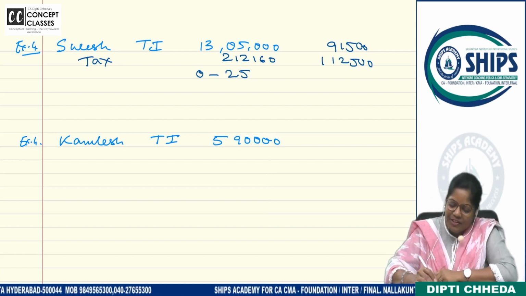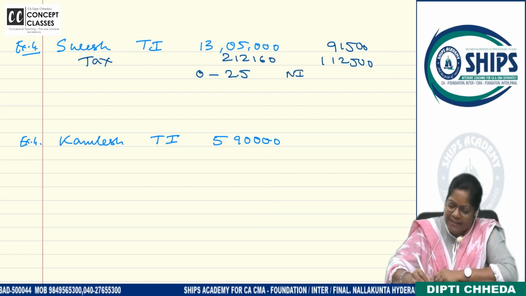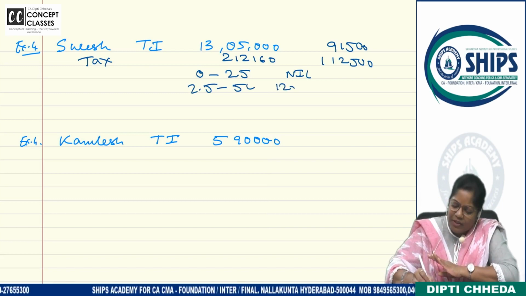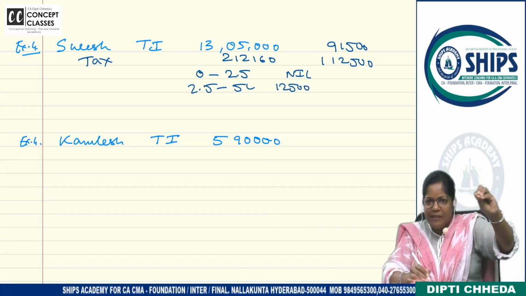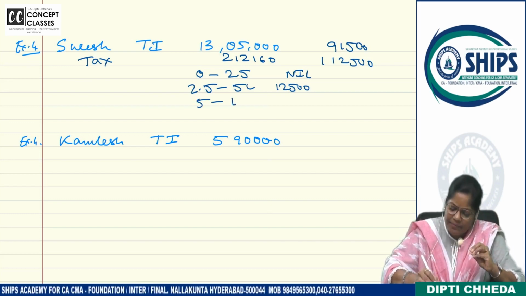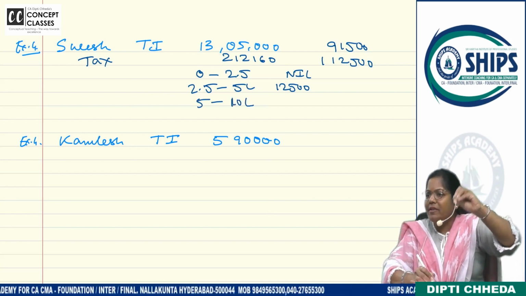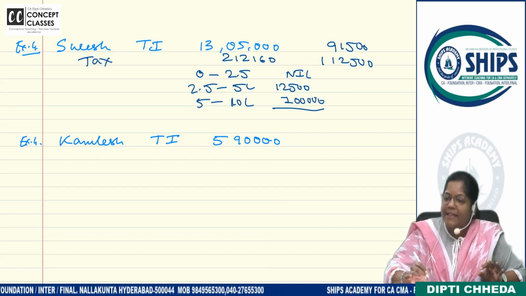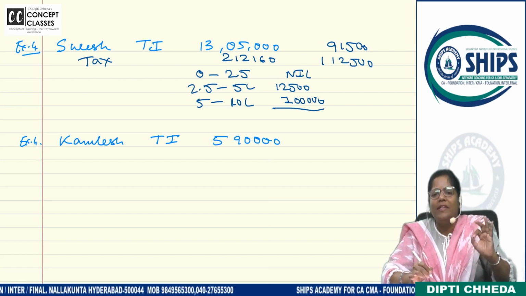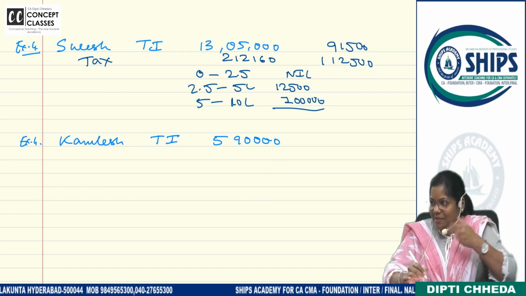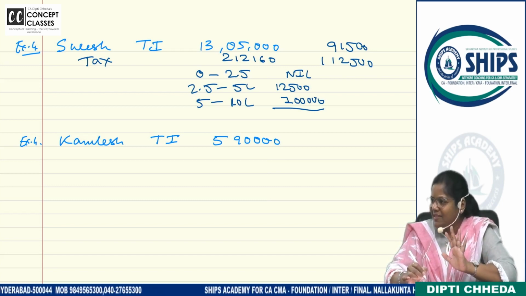So 0 to 2.5 lakh, what is the tax? Nil. 2.5 lakh to 5 lakh, on the next 2 lakh 50,000, how much is it? 5%, 12,500. 5 lakh to 10 lakh, how much is the income? 5 lakh, on that 20%. Can I tell you the secret that up to 10 lakhs, what is your tax? Not always, the exceptions will change later. But did you understand it?